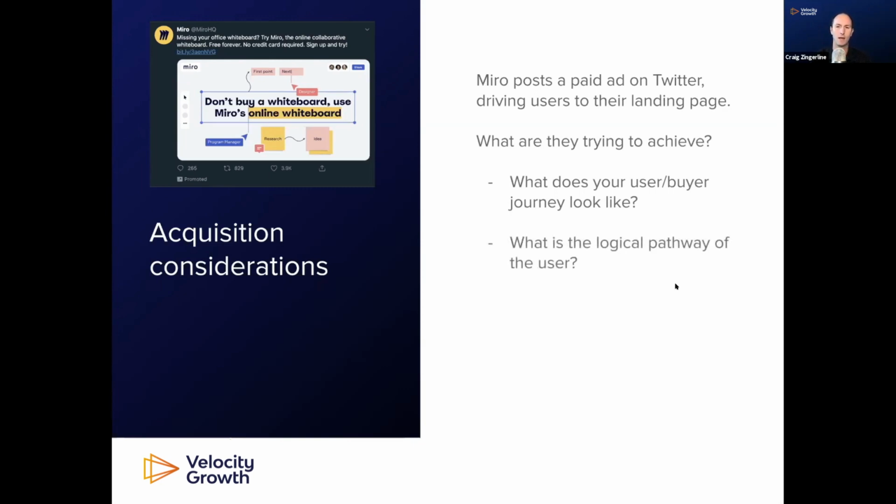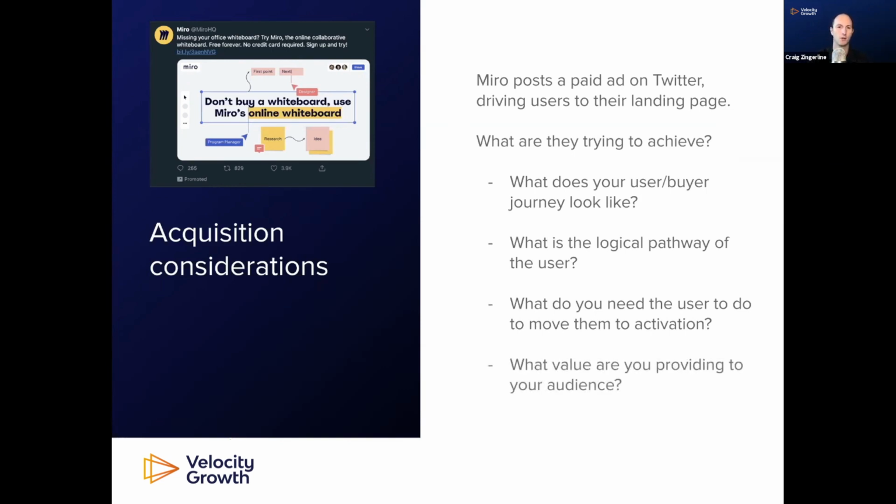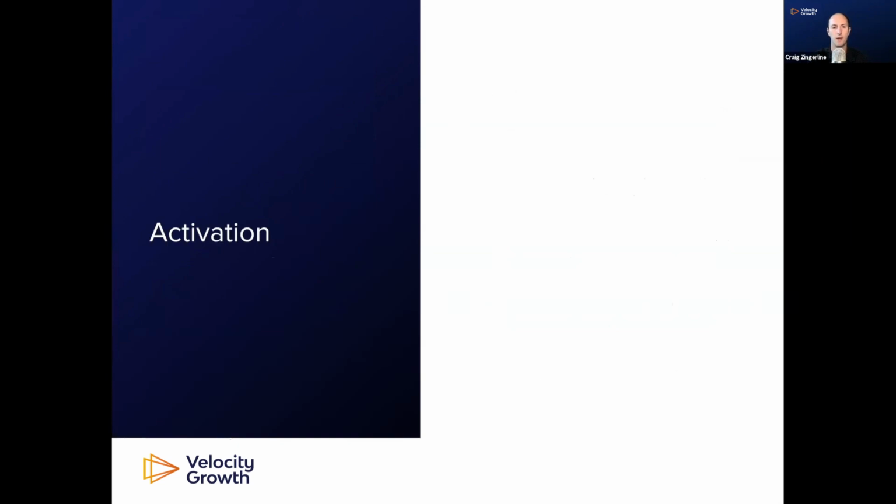What is the pathway that you want that user to take? And what's your point of view on that? What do you need the user to do to move them along that journey? And finally, what value are you providing to your audience at every step along the way?